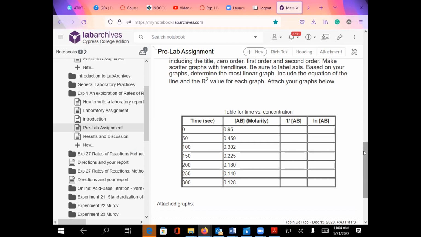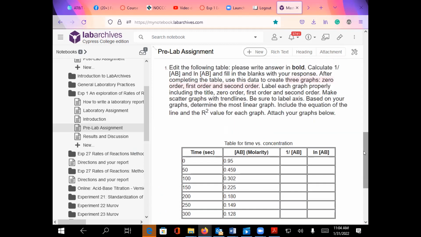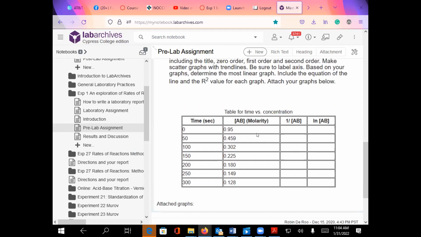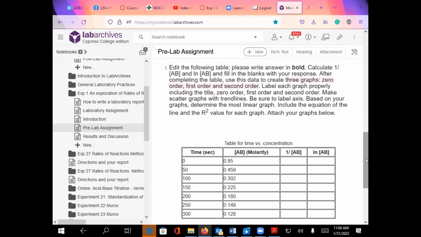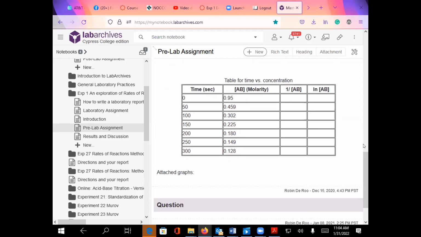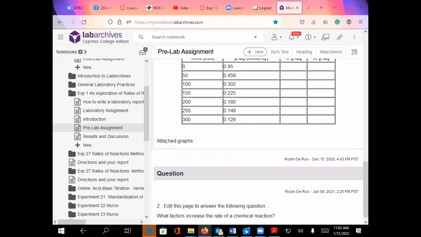Yes. So we don't just fill in that graph, we make our own. Well, you're filling in the table, and then making 3 different graphs from this table. It's asking for 0 order, first order, and second order. We're trying to reinforce the concepts in lecture.